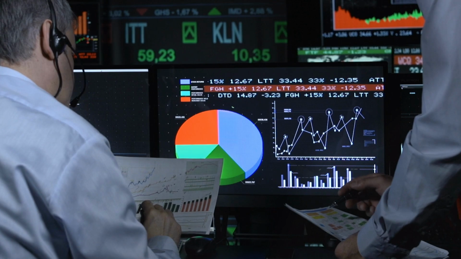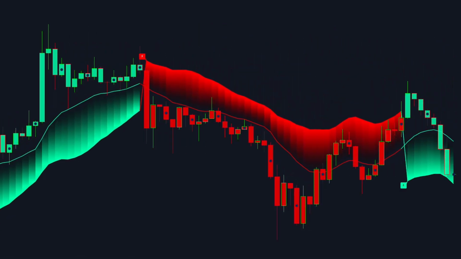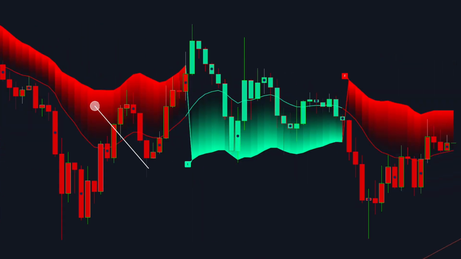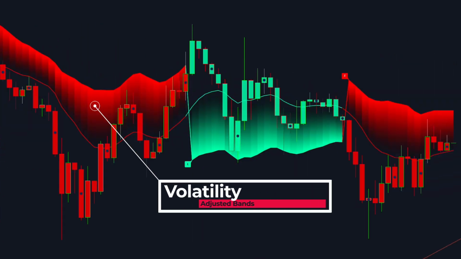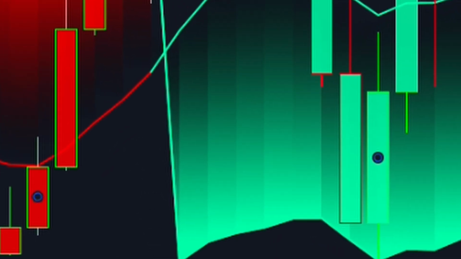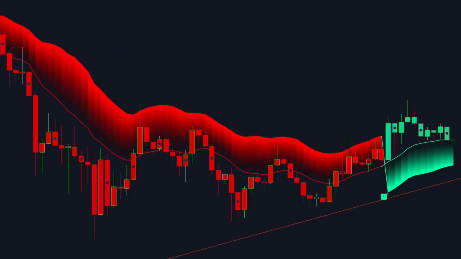Simple, right? But here's where things get more advanced. Most indicators treat all market conditions the same, but the Adaptive Trend Flow adjusts to volatility. It uses volatility-adjusted bands to make sure signals are more reliable. Wide bands equal higher volatility. When markets are chaotic, the indicator expands to avoid false signals.